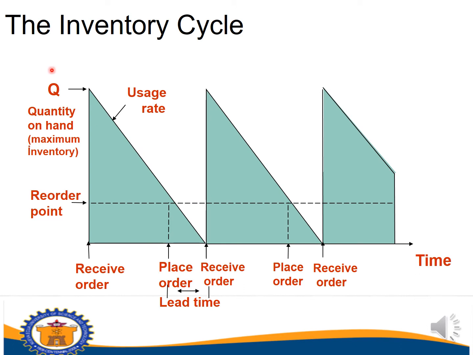Another figure of inventory cycle to understand more, this is the Q or the quantity on hand, maximum inventory, and the reorder point, which is the minimum unit quantity that a business should have available in inventory before they need to reorder more product. And this is the lead time, the time interval between ordering and receiving the order.